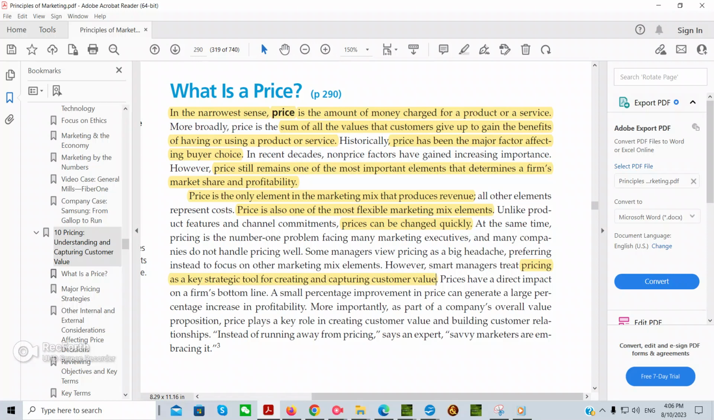Prices have a direct impact on a firm's bottom line. A small percentage improvement on price can generate a large percentage increase in profitability. Why is that? Because profitability is revenue minus costs. So it's how much you make versus how much you spend. It's the profit. So if you make more, your profits are more. Pretty simple, right?